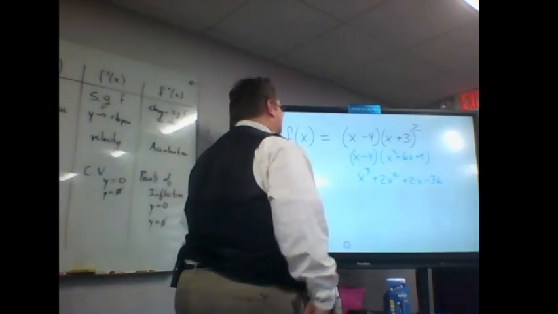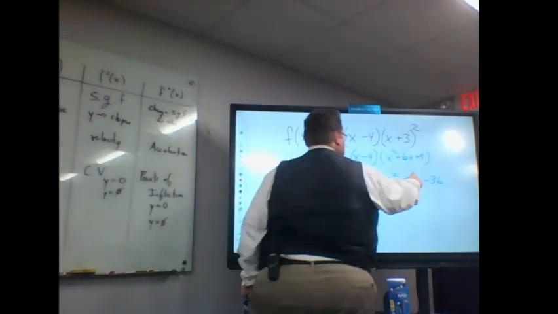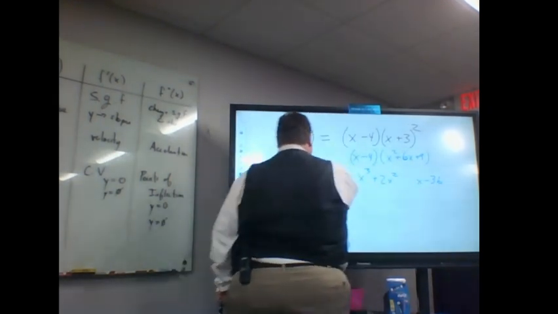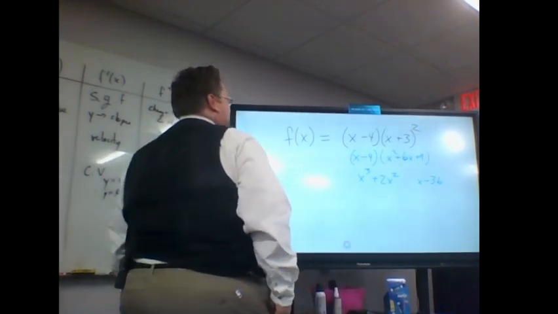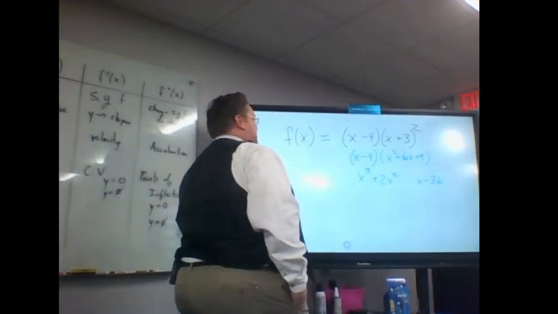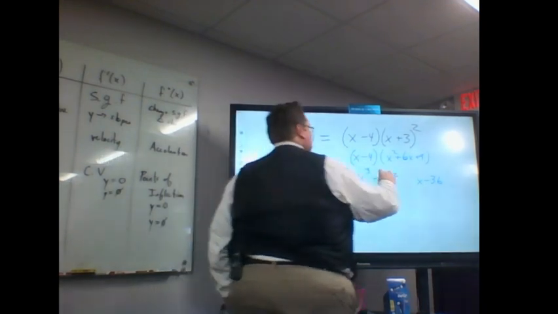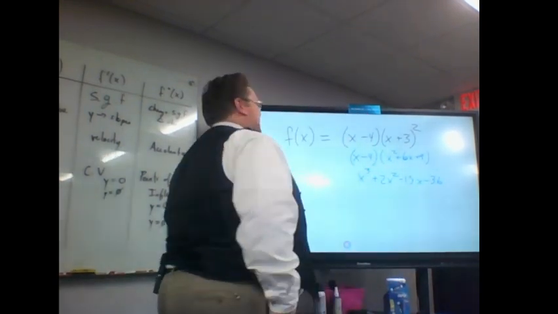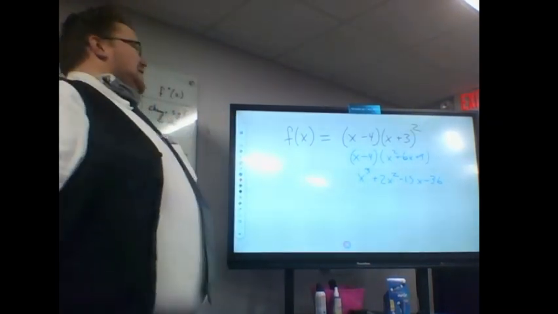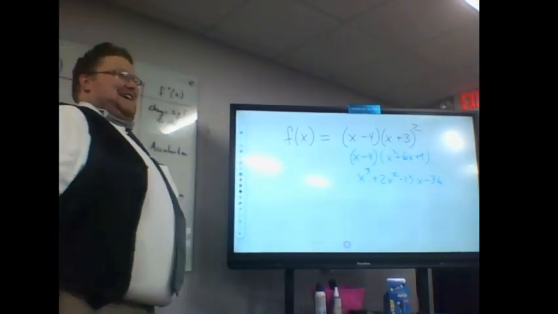I would check it. I think this third one's wrong. In fact, I'm 90% sure that third one's wrong. Let me double check the math here. Maybe like 25, minus 25. No, it should be like negative 15x. Negative 15? Okay. Yeah, it's x cubed plus 2x squared minus 15x minus 36. Yeah.